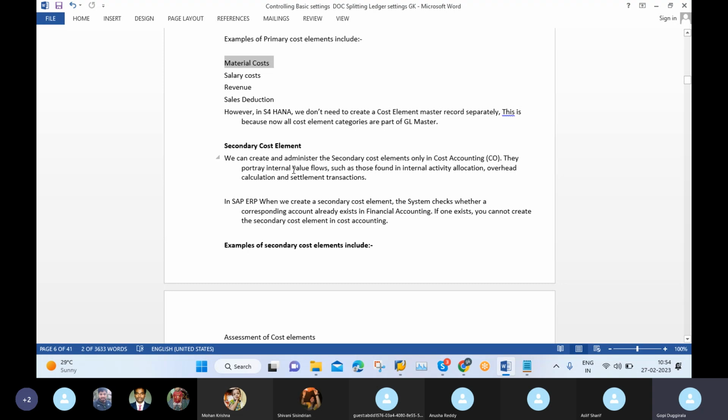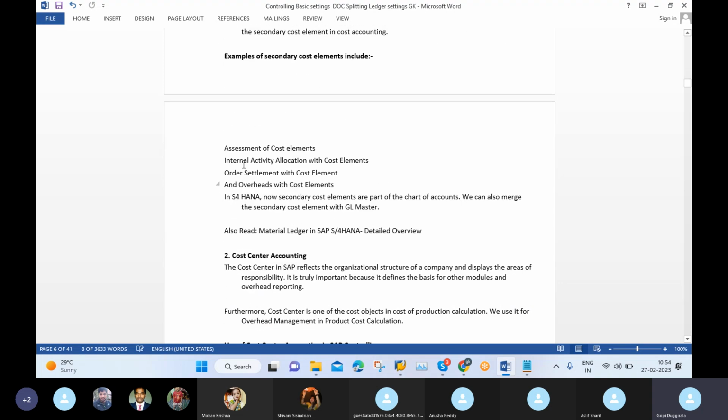They portray internal value flows, such as internal activity allocation. This is very important. Internal activity allocation, overhead calculation and settlement transactions. For this purpose only we can use the secondary cost elements. Assessment, distribution, internal orders, order settlement, overheads, these all come under secondary cost elements.